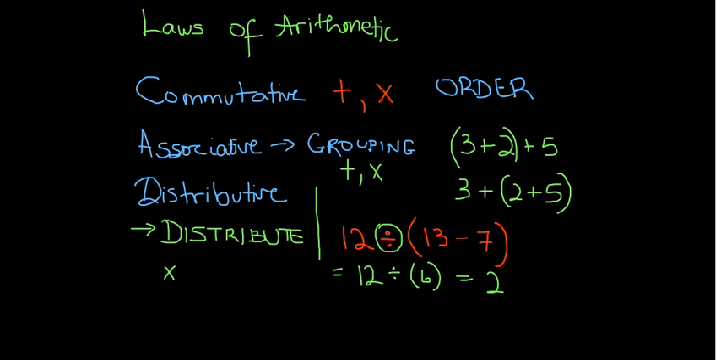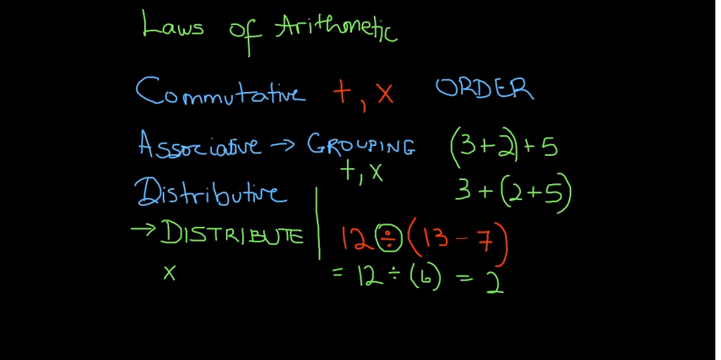Here we have division, alright? And this is the reason why we can't distribute division over other operations, because 12 divided by 13 minus 7 is actually saying that you're dividing 12 by this statement here, this 13 minus 7. Alright, so that's the reason why you can't say division is going to distribute itself over another operation, right?